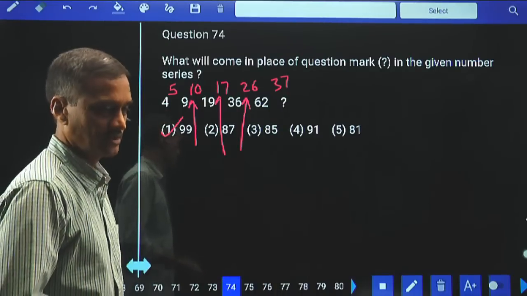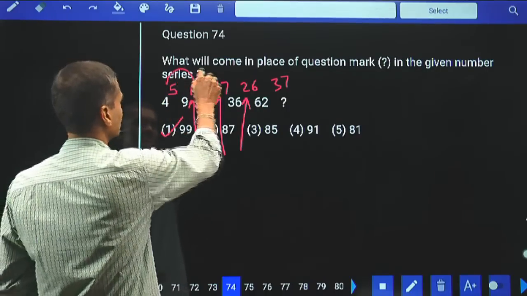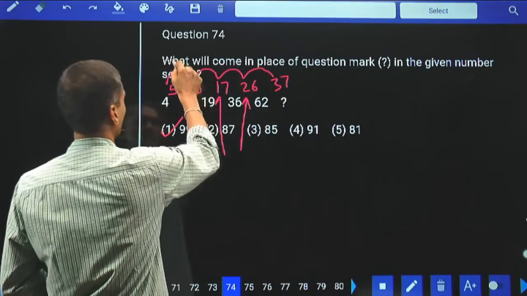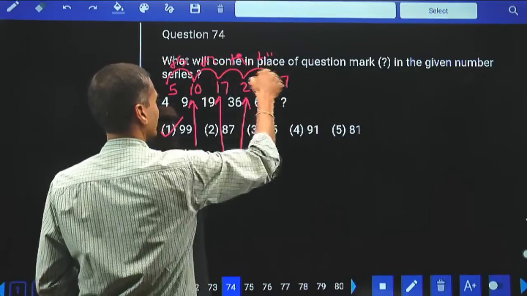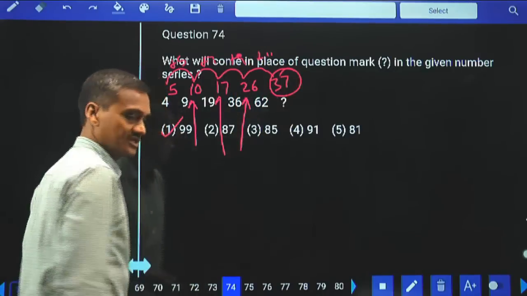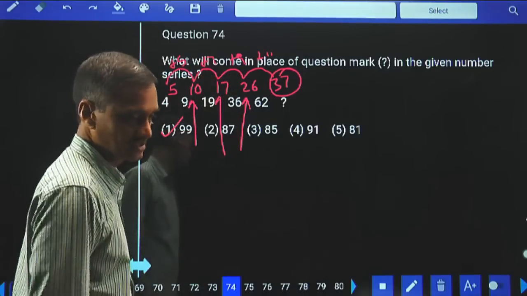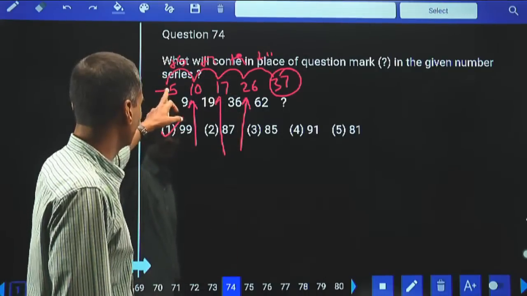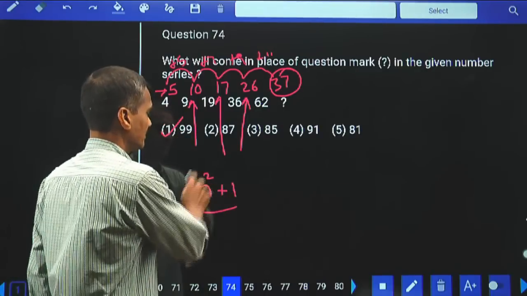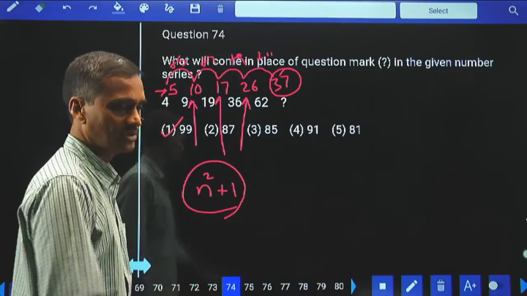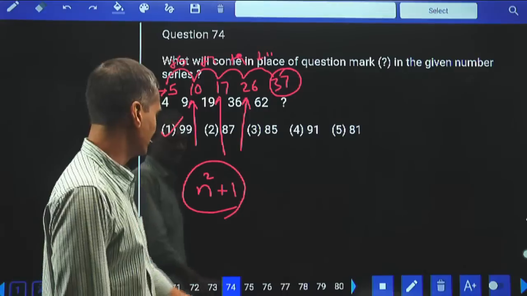Then you can work out like this. Or what is the other way? Among the differences, you can find the difference: 5 plus 5, 10, and plus 7, plus 9, plus 11, 26 plus 11, 37. Then also you will get the same answer. Taking one more difference will take 1 more minute. Hence, that is the reason I directly took n square plus 1: 2 square plus 1, 3 square plus 1 and so on. That's where you can save some time. In either way, you will get the same answer. Nothing to get worried about.